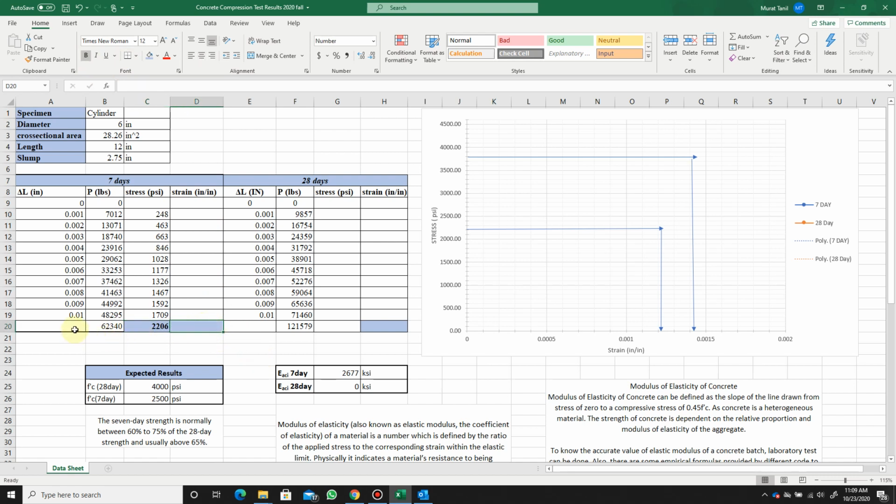And this value is missing because we don't know the change in length, but we can calculate these values. So strain: the change in length is 0.001 divided by length, 12 inch, and let's lock this cell. I can do the same, go all the way down. Perfect. So this graph is automatically projecting the forecasted value for the given data points.